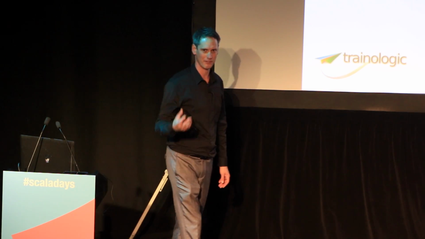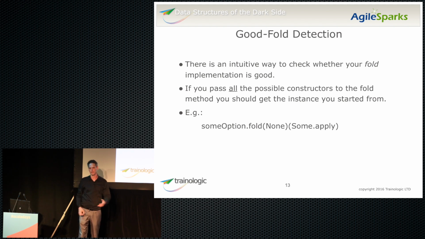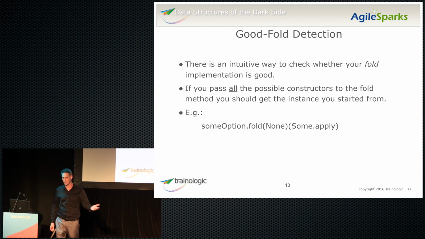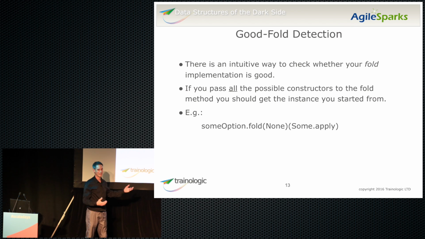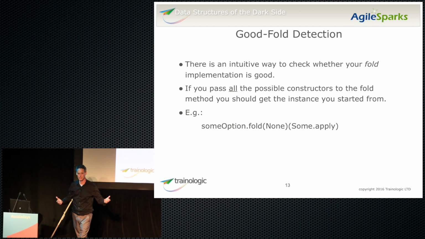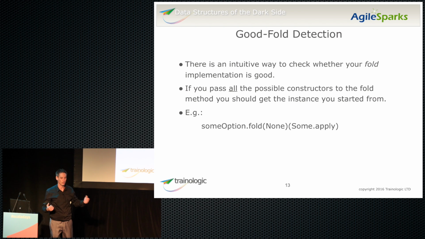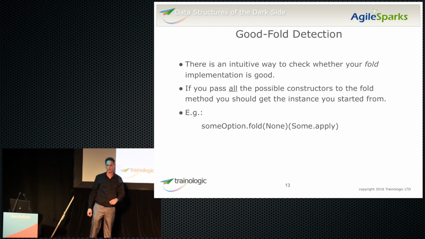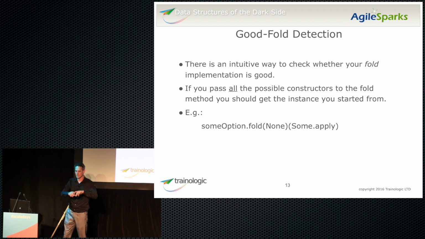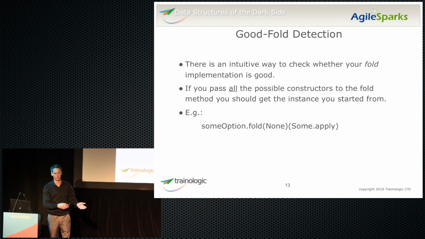Okay? For example, if I'm having an option, let's check the fold for option. Is it a good fold, a bad fold? So let's pass, option has 2 constructors, none and some. I will pass them to fold: none, and some dot apply, the constructor for some, and then I should get the original object. And yes, this does not compile because the compiler will infer that the type of the fold is none, and I need to put the type parameter for the generics to be an option of something that I'm using here. But just to say that this is a good fold, okay?